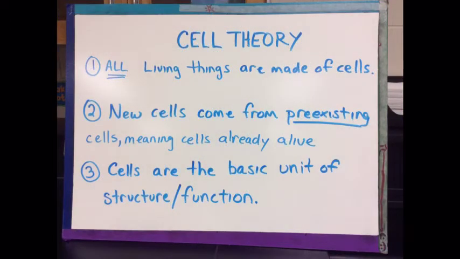Here's a list of the 3 main points that are included in the cell theory. Remember, all living things are made of cells. New cells come from cells that already exist. They don't just miraculously appear. And the third part is cells are the basic unit or structure of any living thing. So the smallest bit of living life that you can get is a cell.